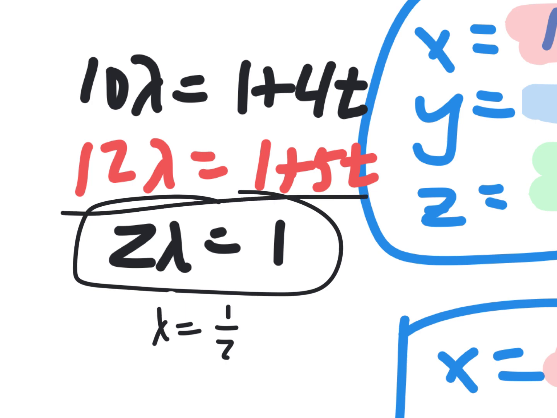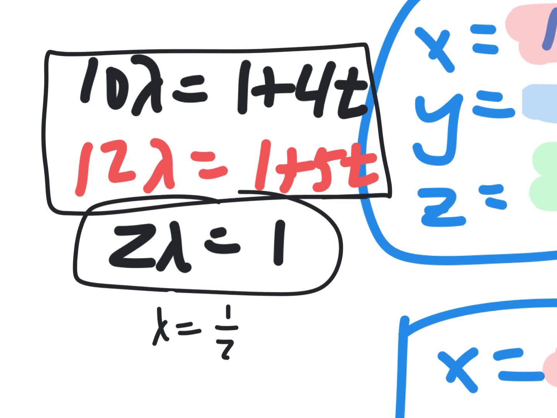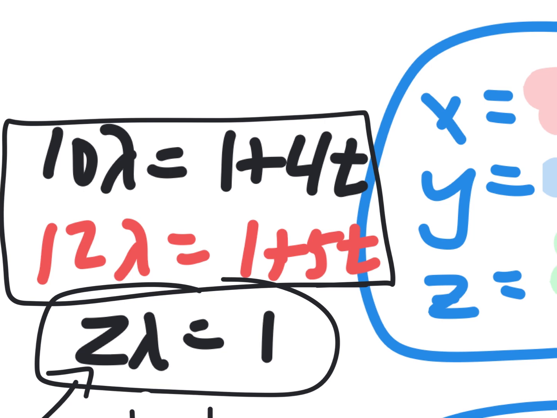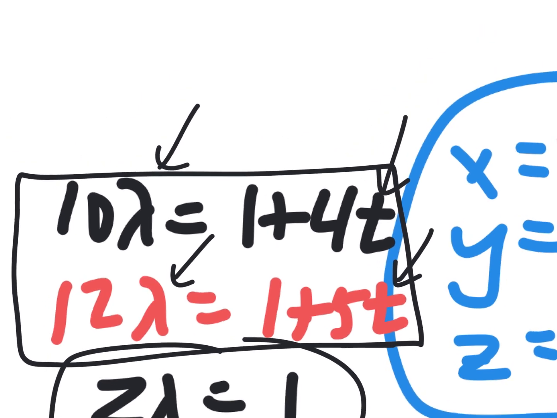Could you have solved these 2 without even using this one? Yes, you could. And how would you? Well, you could solve this one for lambda, solve this one for lambda, and set them equal. Or you could solve this one for t, and then put it in here where t is, and then solve for it that way. So there's substitution or elimination would work to solve this system.